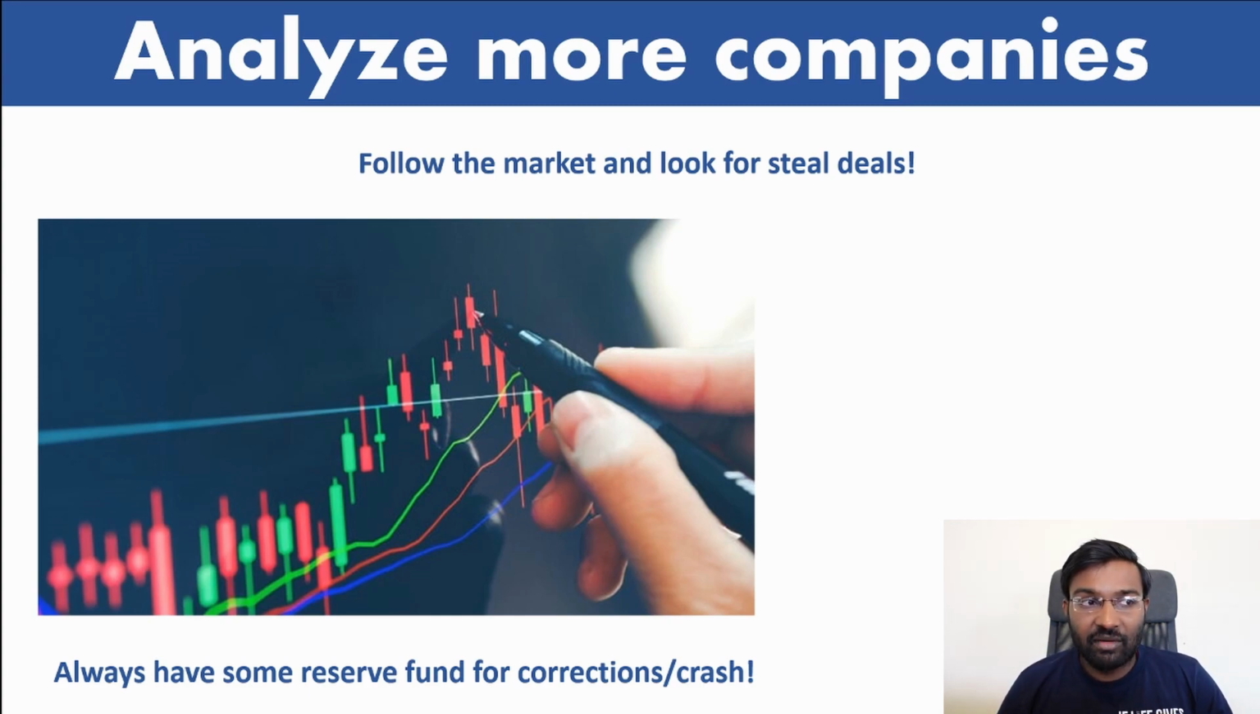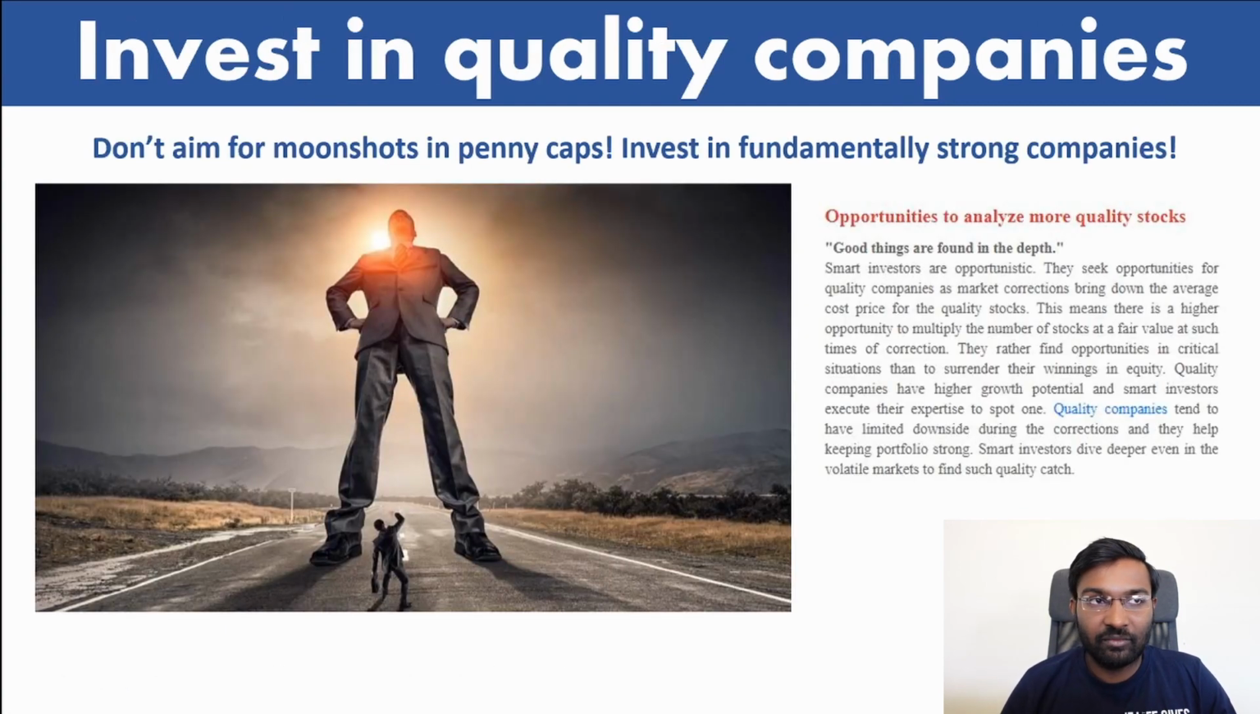And always have some reserve fund for corrections and crashes. If the market is doing phenomenally well, you can still keep a certain amount as a reserve fund for this kind of correction and crash opportunity. So always have some kind of fund on the sideline. Even if it's not much, always have some reserve fund for this time of correction, because this will provide you a lot of opportunities in the next 3 to 5 years. You are going to do phenomenally well if you pick the right stock during the downtime.